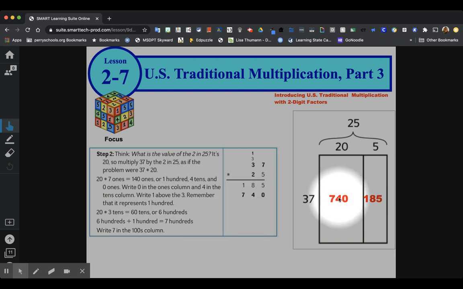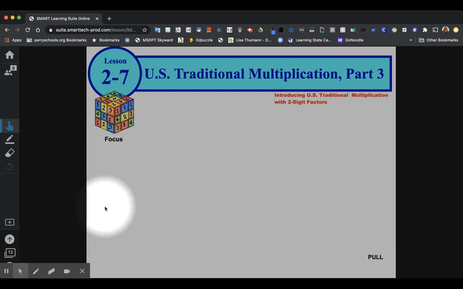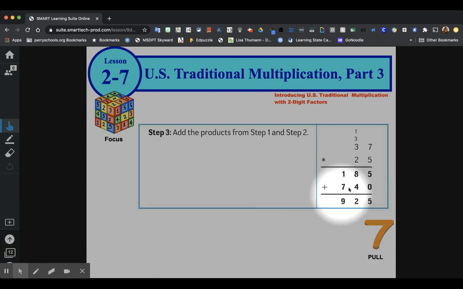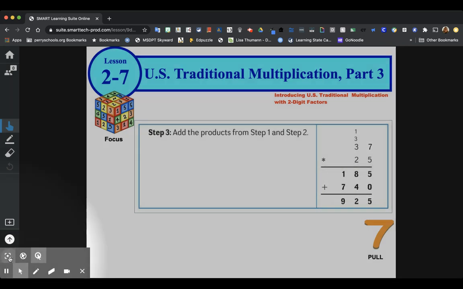And what do we normally do with these 2 numbers when we're doing the area model? That's right, we add them. So step 3 is to add the products from steps 1 and 2. So you're going to take 185 plus 740, and you get 925.